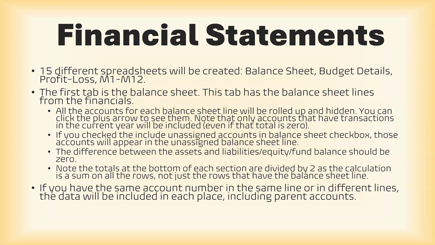You'll see all your balance sheet lines with a dollar amount at the top, and then all the account numbers tied to it will be underneath it, rolled up by a little plus arrow on the side. So you'll only see the balance sheet line. Only accounts that have transactions in the current year will be included.